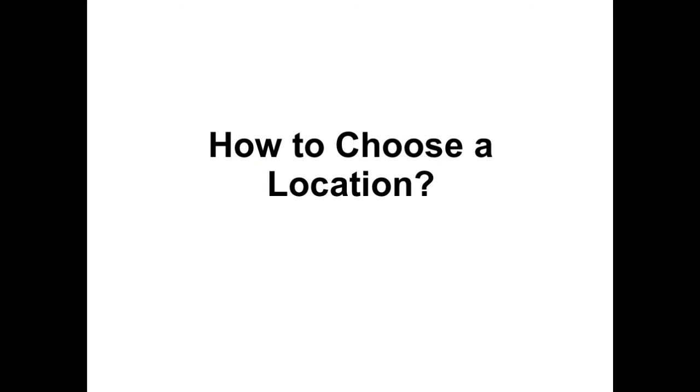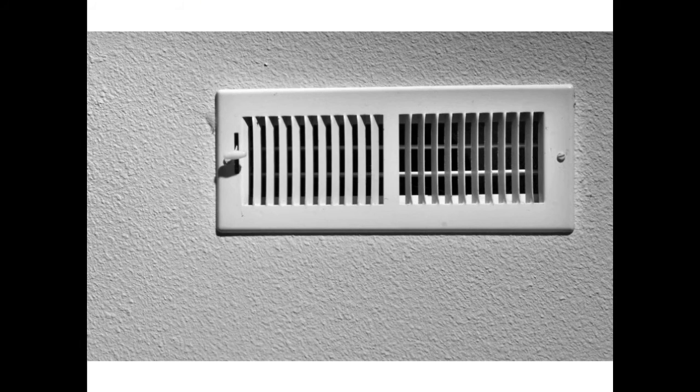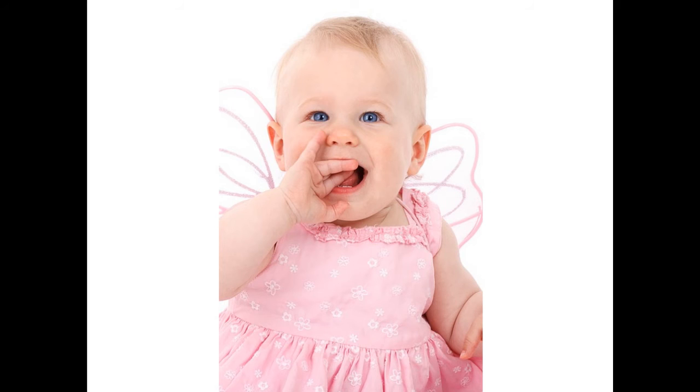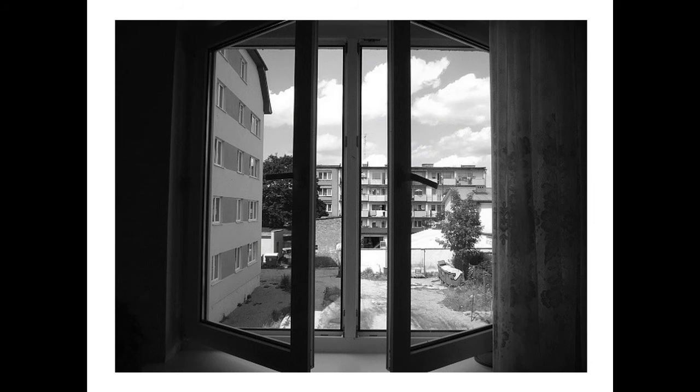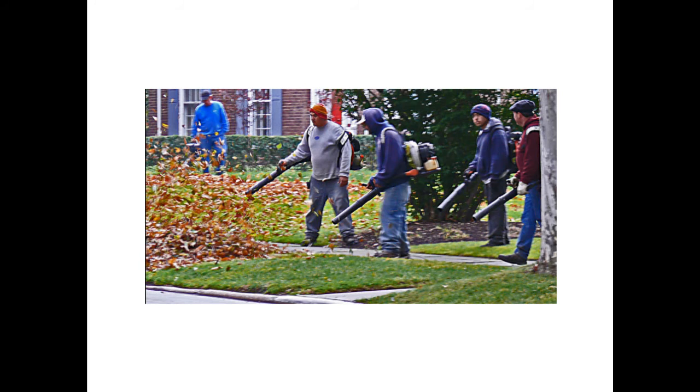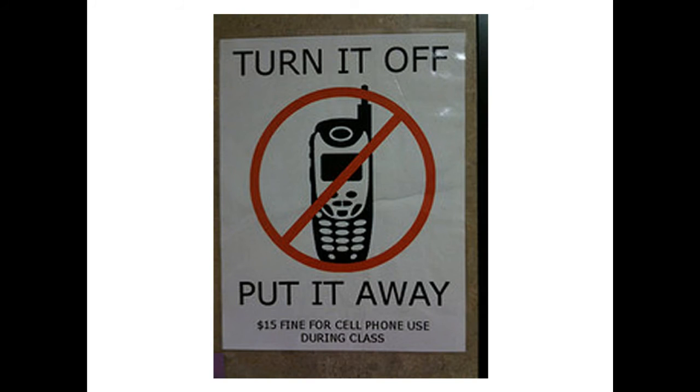So how do you choose a location? For an interview, the quieter the location, the better. Even in a quiet spot, look for air vents and other noisemakers and try to avoid them. A quiet room with an open window might seem like a good idea until a leaf blower starts working nearby. Cell phones should be checked to make sure they're in vibrate mode.